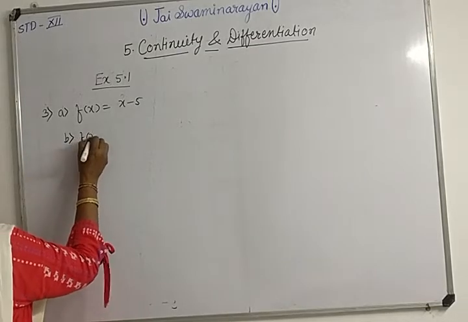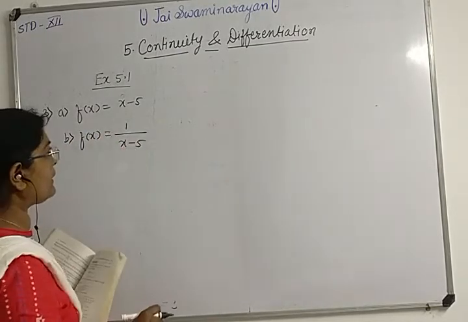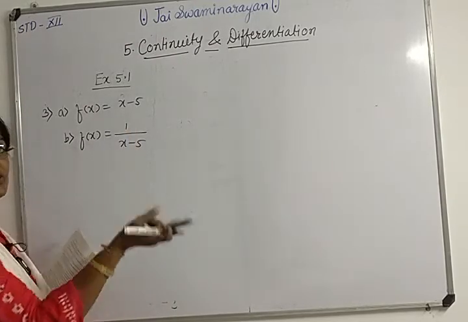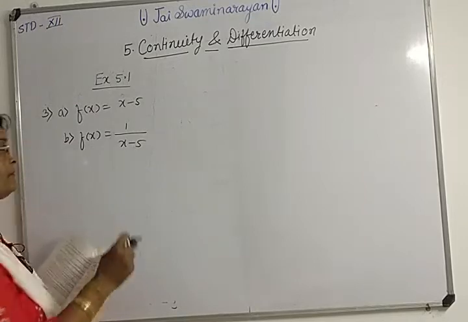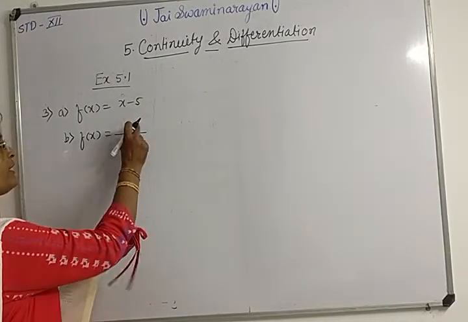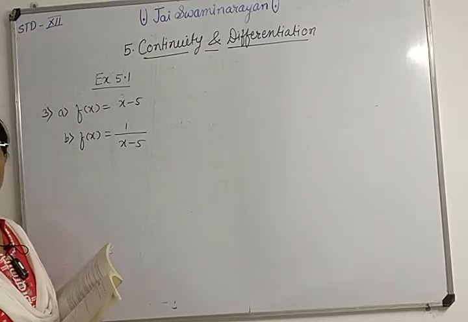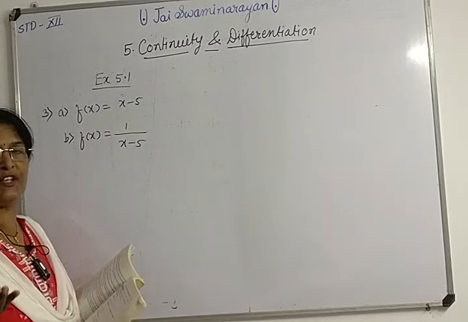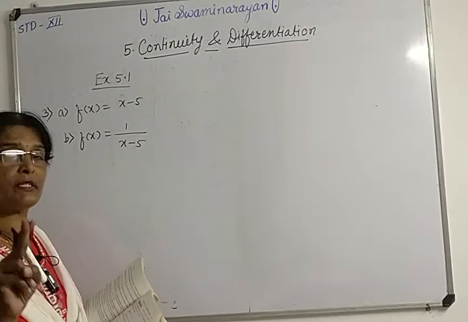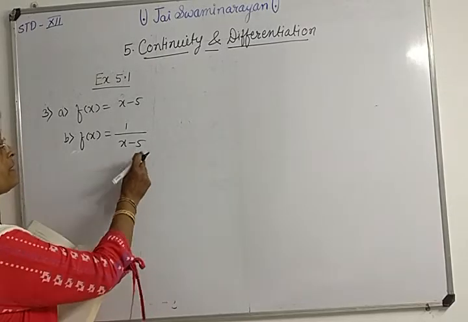Number B. f of x equal to 1 upon x minus 5. Now its numerator is constant, which means it is a continuous function because every constant is a continuous function. Denominator is a polynomial function, so it is a continuous function. So continuous upon continuous, that is, division of two continuous functions, is again a continuous function.